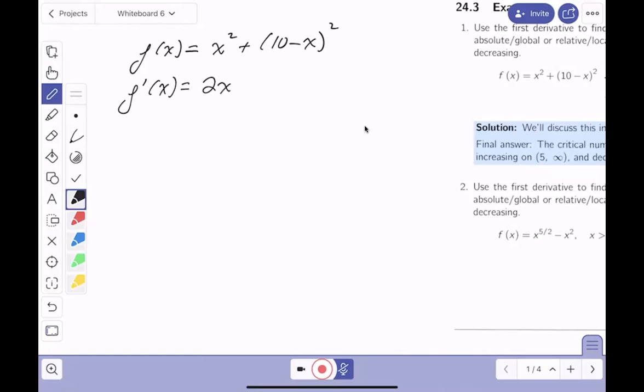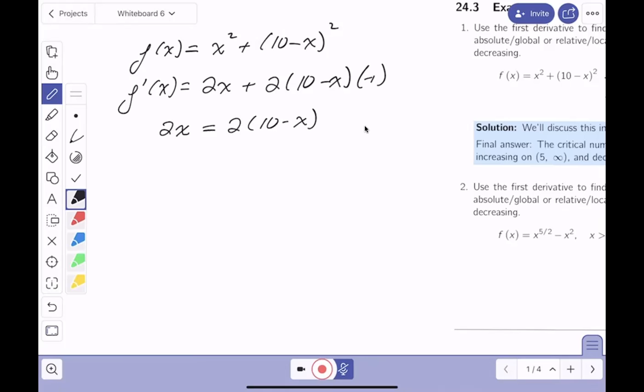That's 2x plus 2 times 10 minus x to the first power times the derivative of the inside, which is minus 1. That doesn't look too bad. And then what do I get to do? Well, the domain of this thing is all real numbers. So I'm looking for a critical number. A critical number here is where this thing would become 0 because it's defined everywhere. So I'm going to write this down. It's when 2x equals 2 times 10 minus x.